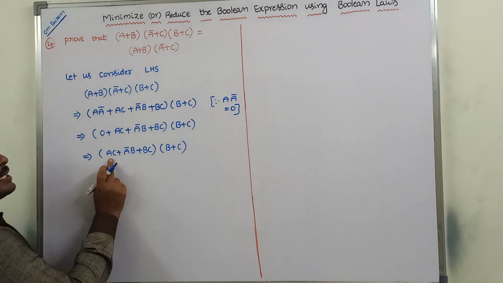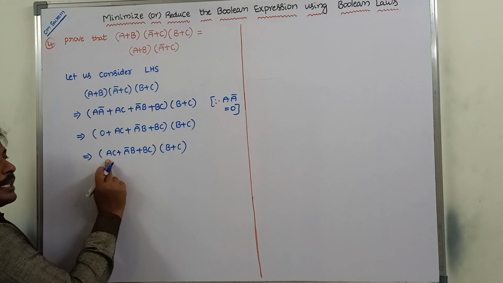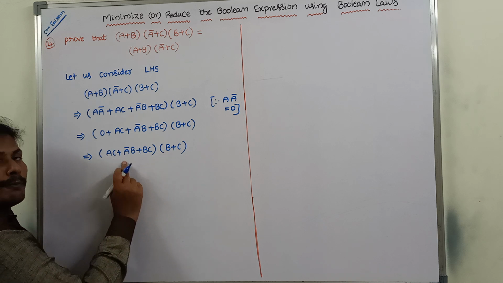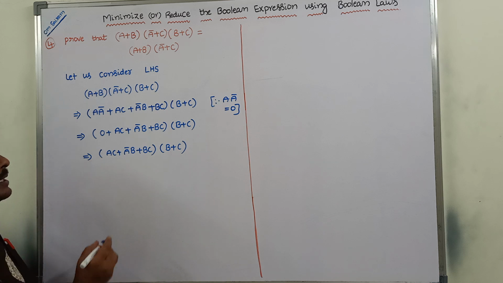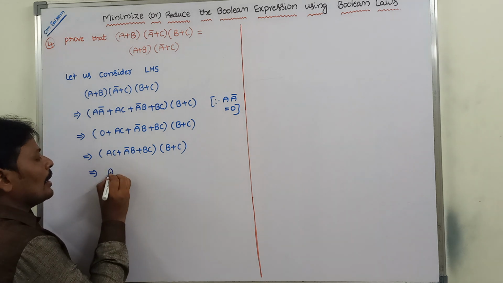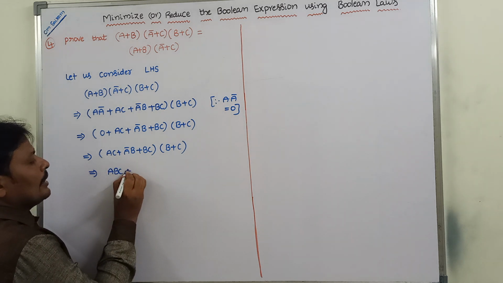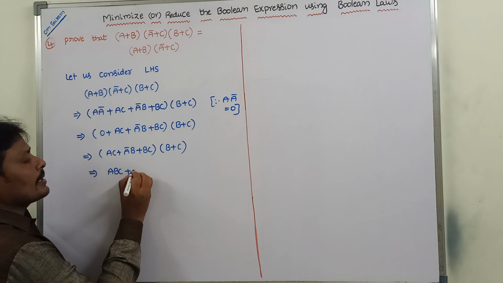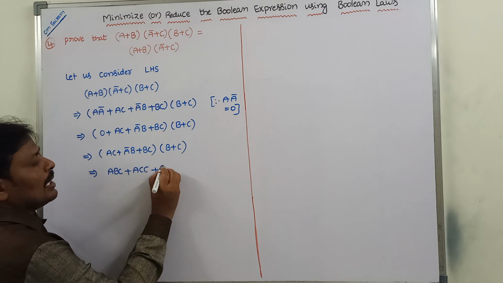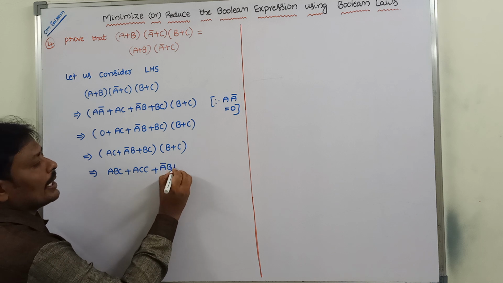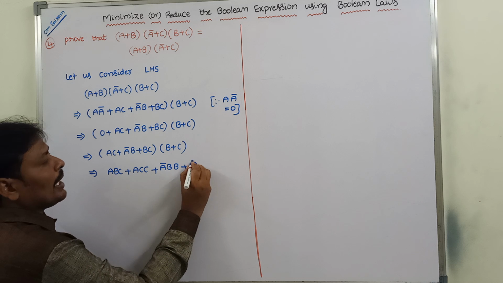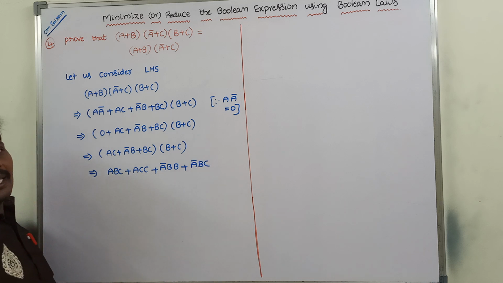Okay. Now, each and every term within the parenthesis is multiplied with b and each and every term within the parenthesis is multiplied with c. Then we are getting ac multiplied with b, we get abc. Next, ac multiplied with c, we get acc. Next, a bar b multiplied with b, we get a bar b into b. Plus, a bar b multiplied with c, we get a bar bc.